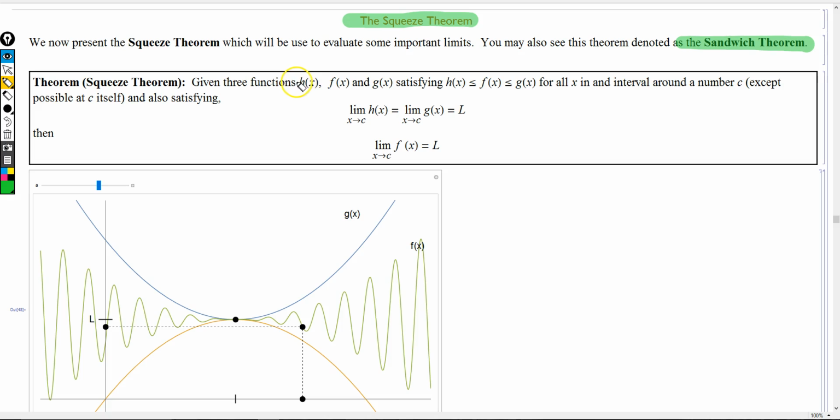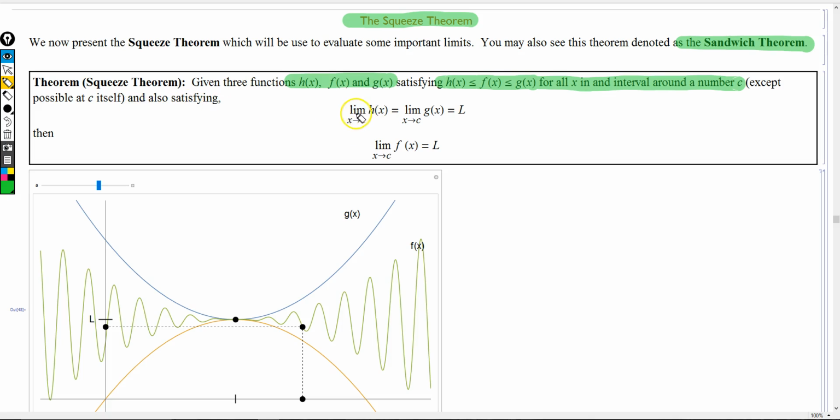If we're given three functions, h, f, and g, and they satisfy this inequality, so h is less than or equal to f, which is less than or equal to g, for all x in an interval around a number c, except possibly at c itself. It doesn't matter what's happening at c because we're looking at a limit as x approaches c.